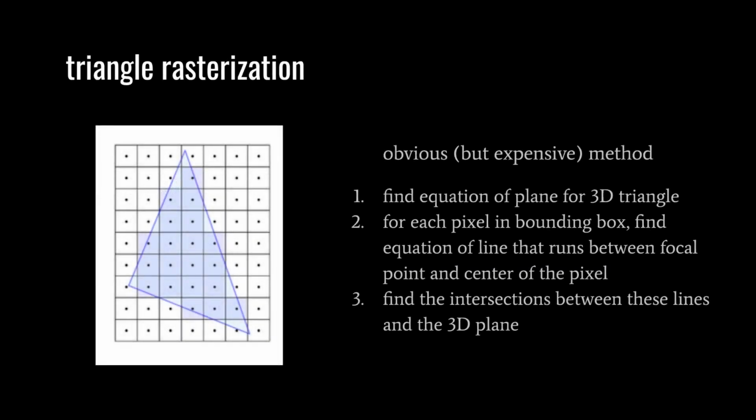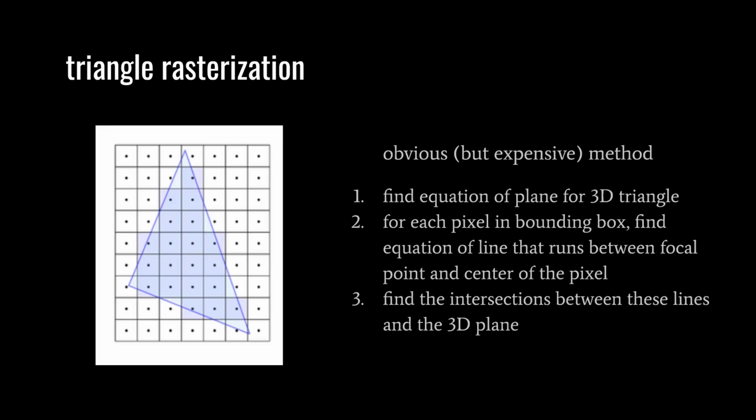So triangle rasterization, how could we do this? Well, there's a fairly obvious solution, which unfortunately is quite expensive. What you would do is, well, we have 3 points in 3D space, and given 3 points in 3D space, you can figure out the planar equation, and for each pixel, we can compute the equation of the 3D line that runs from the focal point and through that pixel center. And with these two equations, we can solve for where x, y, and z satisfies both equations.